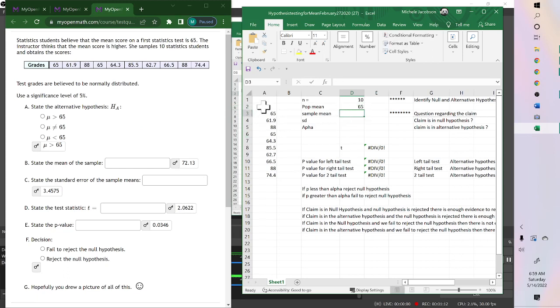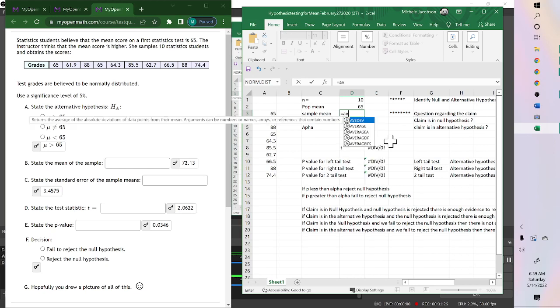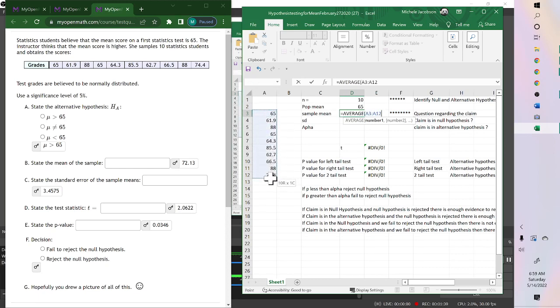To find the mean, you could add all of them up and divide by how many there are, or you can allow Excel to do it. For Excel, you click where you want it, you put equals for a formula, and mean is also called average. If I start to type average, notice the second one says average. Double click it and then highlight your data. To highlight it, you left click and drag it down and then hit enter. And there's your sample mean.